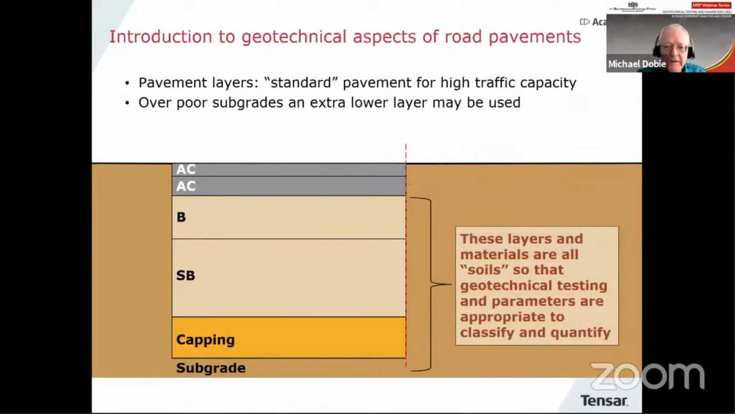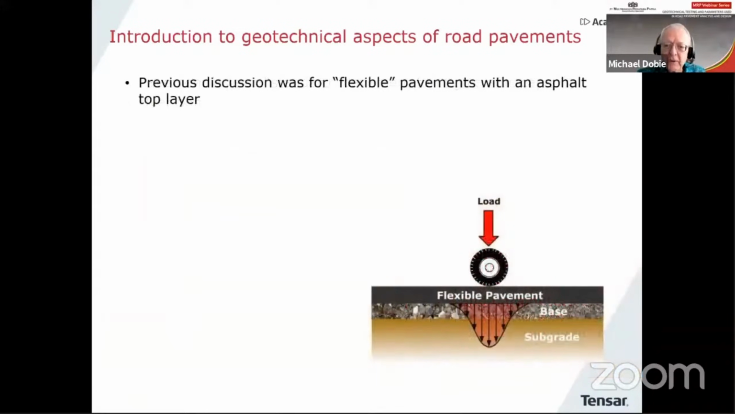So to the main topic today, those layers which I've highlighted there, these are all essentially soils or soil-like materials, so that geotechnical testing and geotechnical parameters are appropriate when we classify and use these materials in our designs. Just one other brief word before I move on is to talk about the term flexible pavement and rigid pavement, because there is an important difference here.